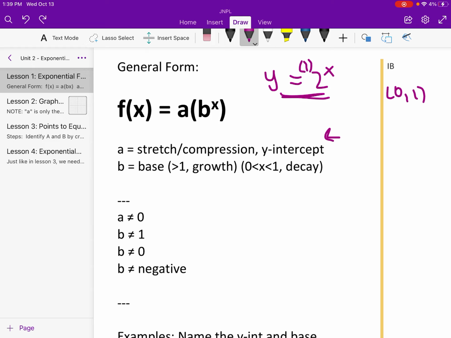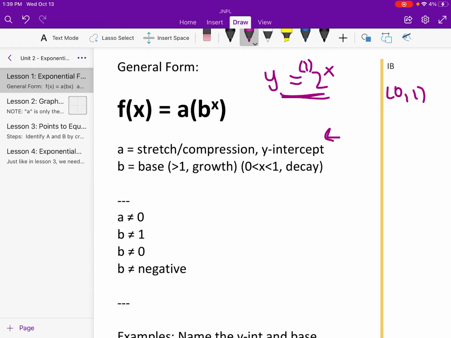So b is the base, and if the base is greater than 1, then the graph is growing. It's just growing, and there's decay if it's between 0 and 1. And if it's negative, then that just would mean there's a reflection. So when a graph is growing, it looks like that, but when it's decaying, it looks like that. And that makes sense. If something's going up when it's growing, it's going down if it's decaying.